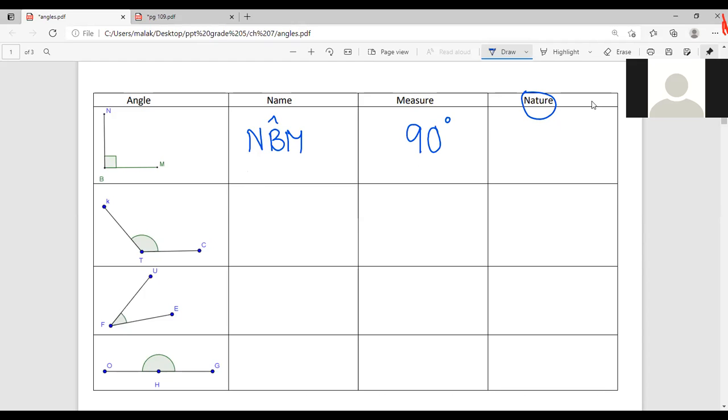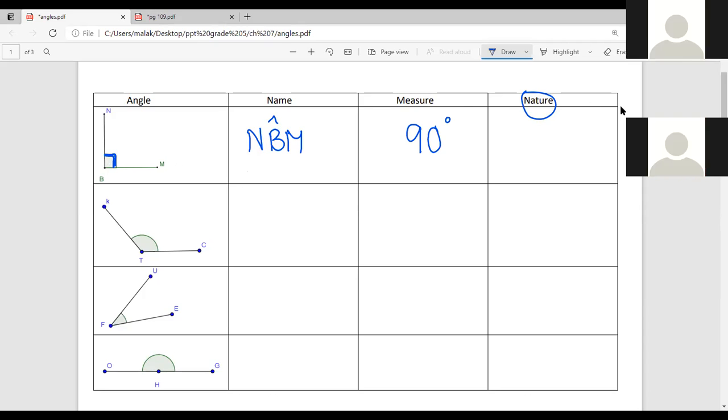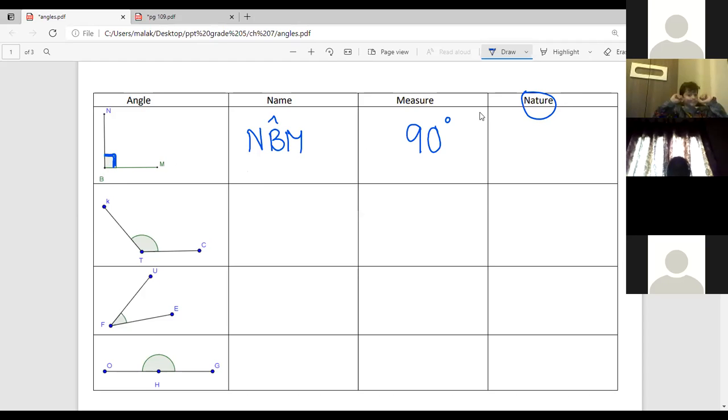Because we know it from its shape. It's shape L, so perpendicular. Put a box like this, which means they are perpendicular. If it measures 90 degrees, what is the nature of this angle? Acute, straight? Right angle. Bravo, right angle. Excellent.